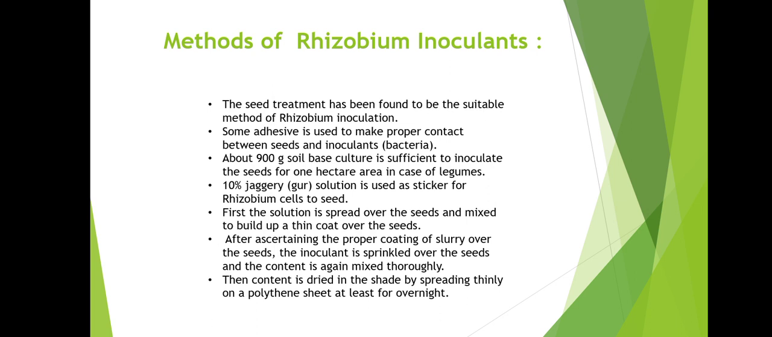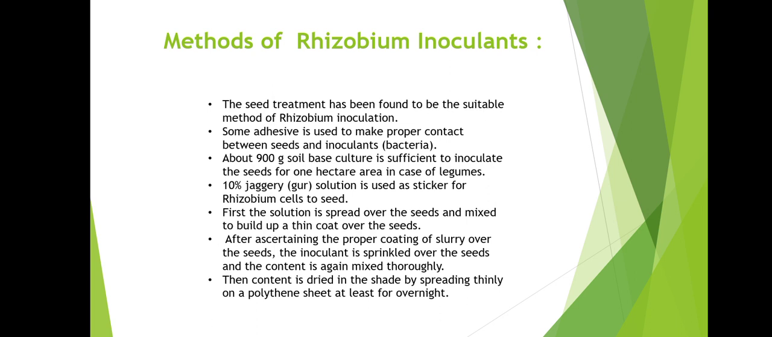First, the solution is spread over the seeds and mixed to build up a thin coat over the seeds. After obtaining the proper coating of slurry over the seeds, the inoculant is sprinkled over the seeds and the content is again mixed thoroughly. Then, the content is dried in a shed by spreading it thin on a polythene sheet, at least overnight.